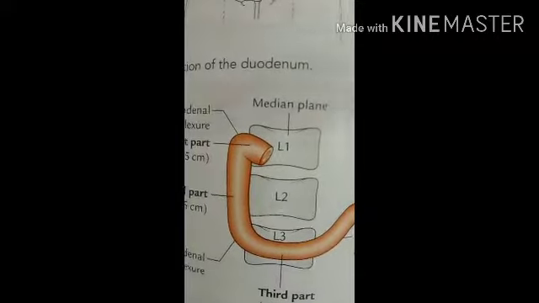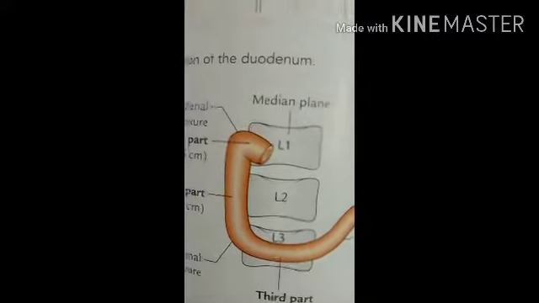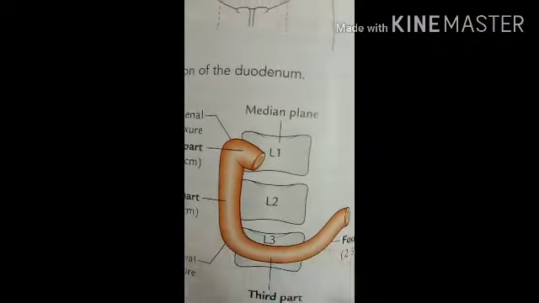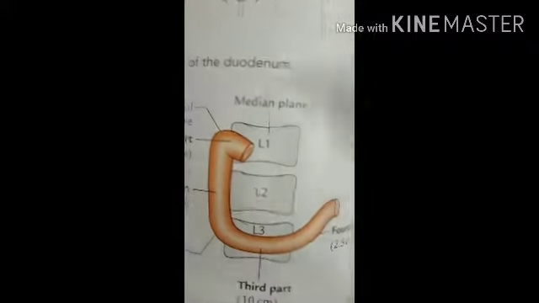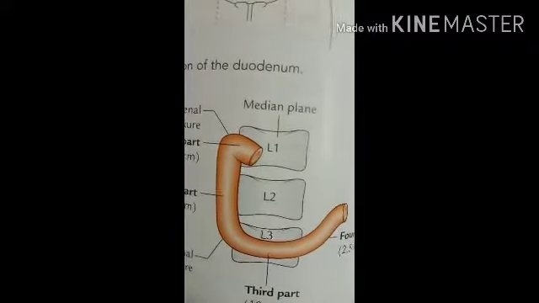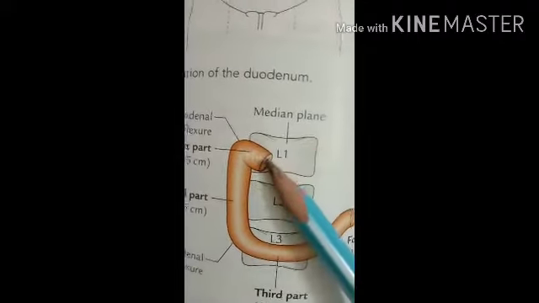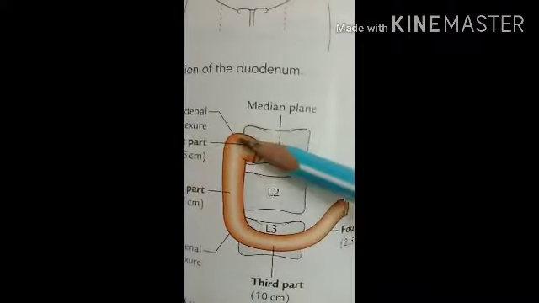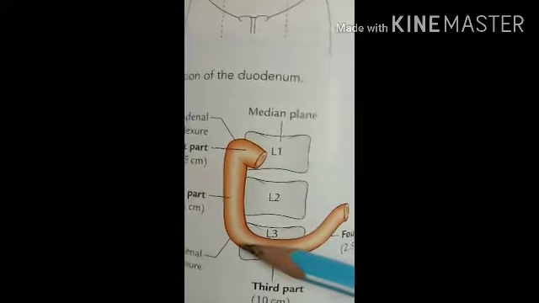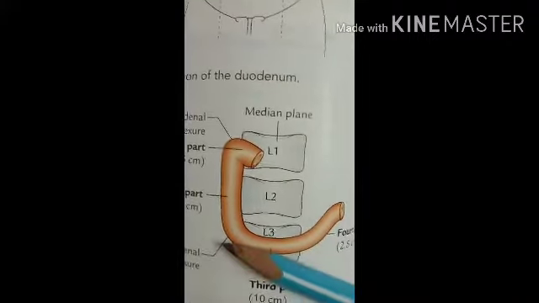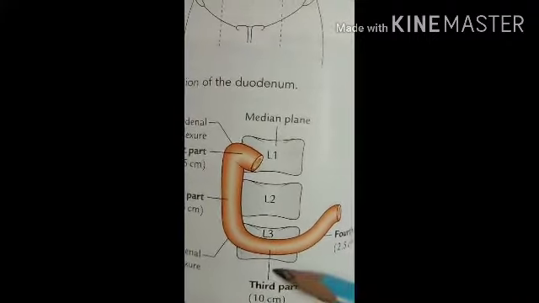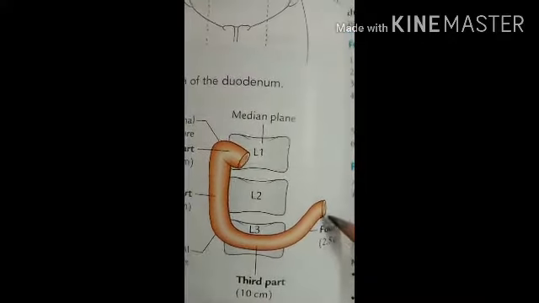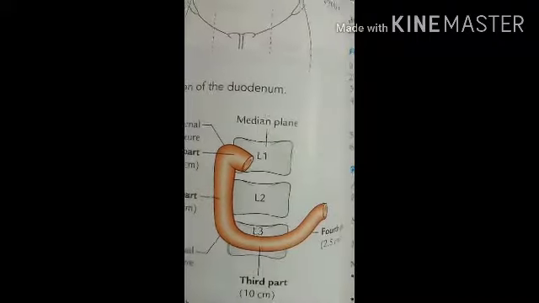Then see the measurement of the duodenum. The length of the duodenum is about 10 inches, meaning about 25 centimeters, and it is divided into four parts. The first part is called the superior part, which is 2 inches long. The second part is called the descending part, which is 3 inches. The third part is the horizontal part, which is 4 inches. And the fourth part is the ascending part, which is only 1 inch in length.